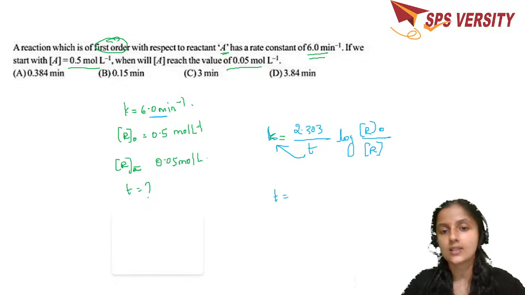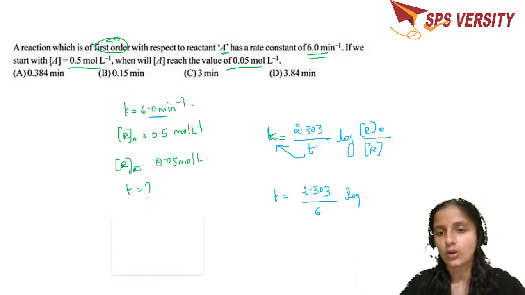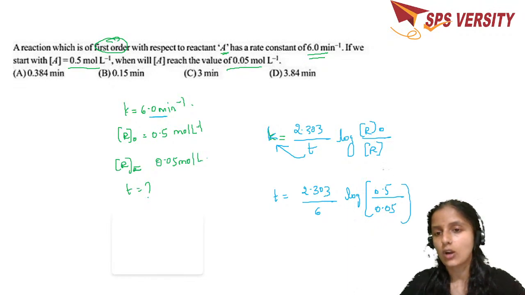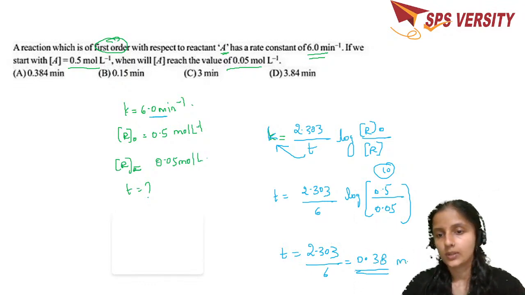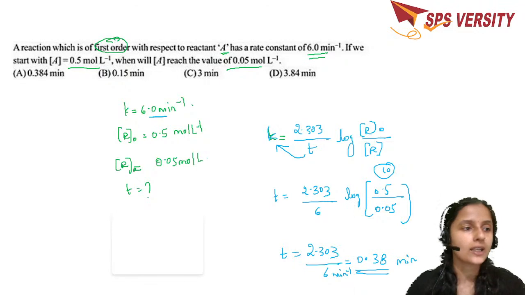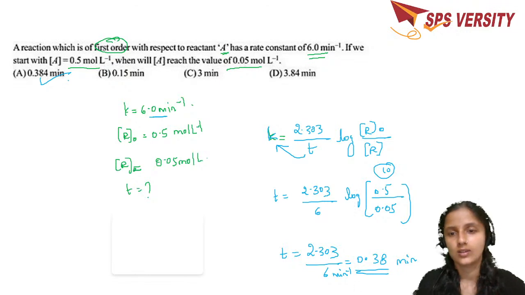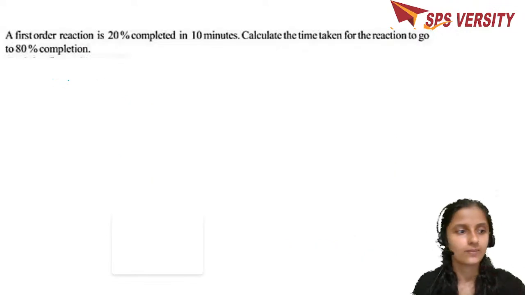You rearrange this, t is equal to 2.303 divided by 6, because k is equal to 6, log of the concentration, that's 0.5 divided by 0.05. This is log 10. Log 10 is nothing but 1. So t is equal to 2.303 divided by 6. 6 ones are 6, 6 fours are 24. So it is approximately around 0.38. So this is per minute. When it goes to the numerator, it is going to become minute. So the correct answer for this particular question will be option A, 0.384 minutes. Okay, we'll go to the next question.